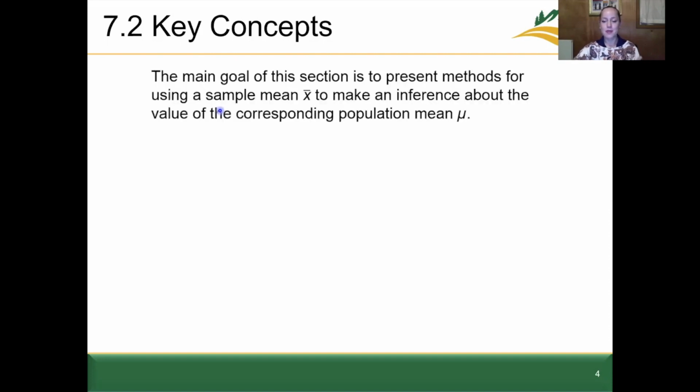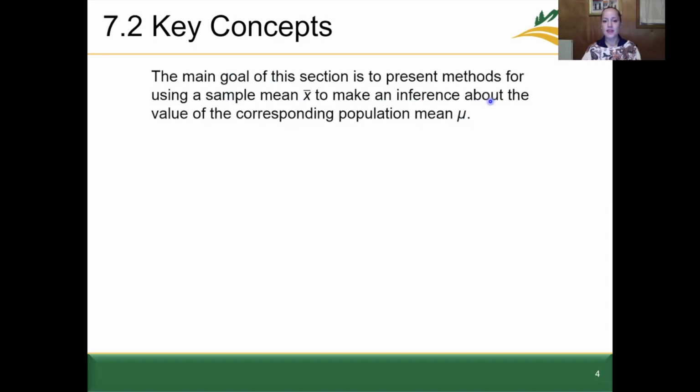The main goal in 7.2 is to present methods for using a sample mean, or X-bar, to make an inference about the value of the corresponding population mean, or mu. You should already notice a clear distinction between 7.1 and 7.2. In 7.1, we use p hat and lowercase p. In 7.2, we're using X-bar and mu. And again, to be clear, X-bar is when we take a sample and take the mean of that sample, whereas mu represents the mean of the entire population.